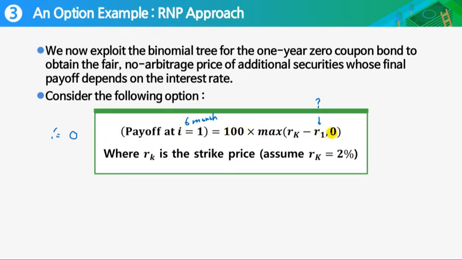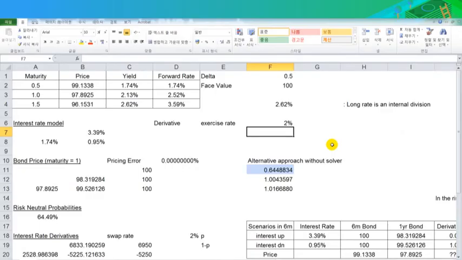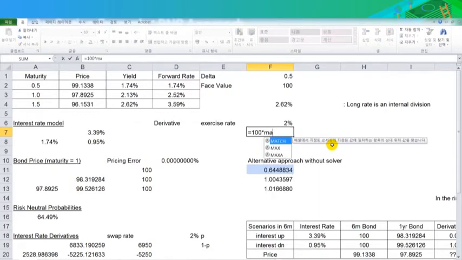So we can write down the equation in Excel. 6 months later, we have 100 multiplied by max of this 2% minus this rate. 6 months later, the 6 months rate is either 3.39% or 0.95%. So minus this one, and 0.